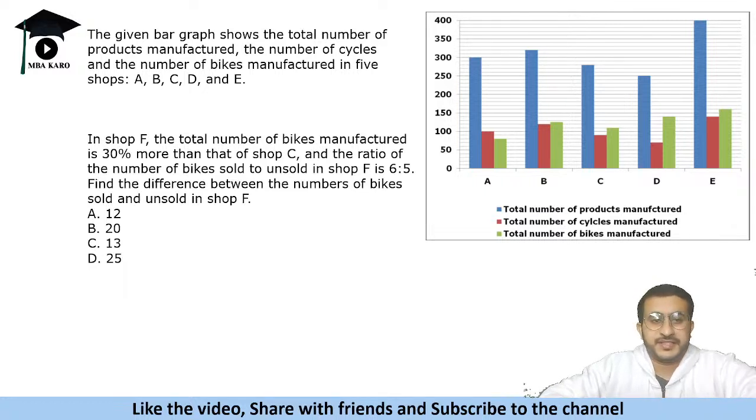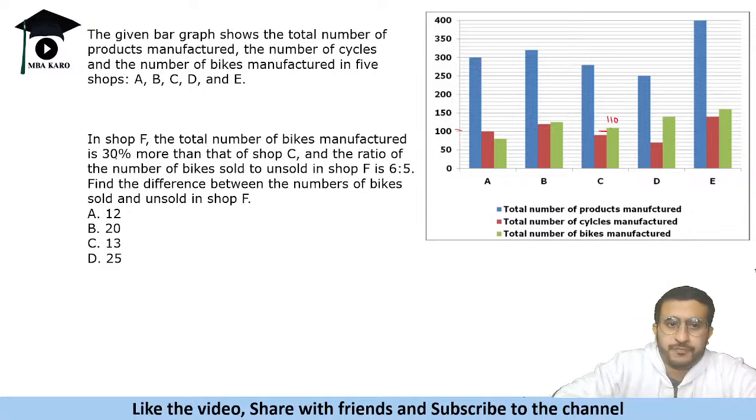Now see this, it says in shop F, the total number of bikes manufactured is 30% more than that of shop C. Okay, so shop C में कितनी bikes हैं? That is, this line is 100. So slightly thick line. This is 100, this is 110. Okay. Shop F में कितना हो गया? 30% more. So that is 143.